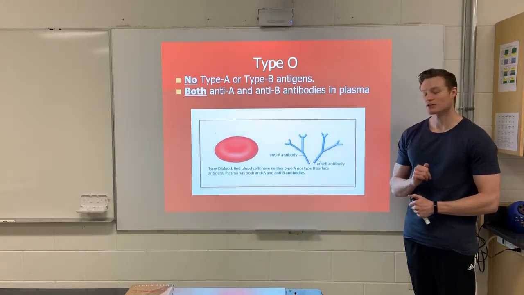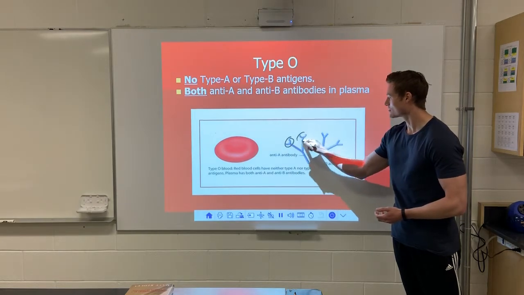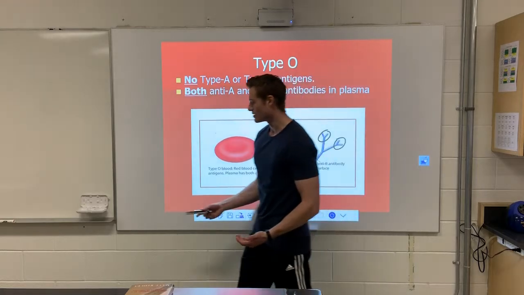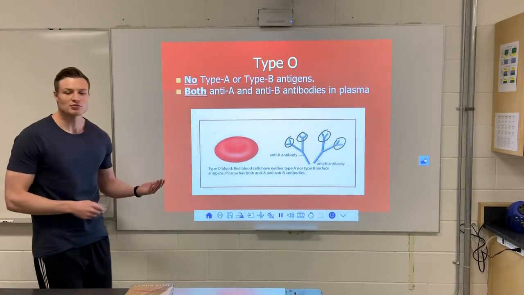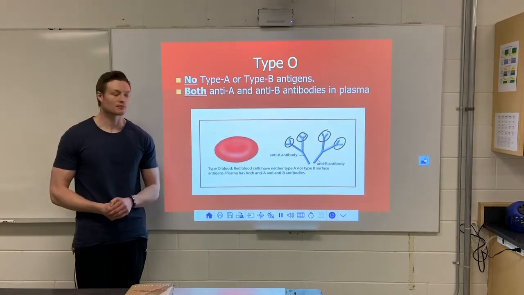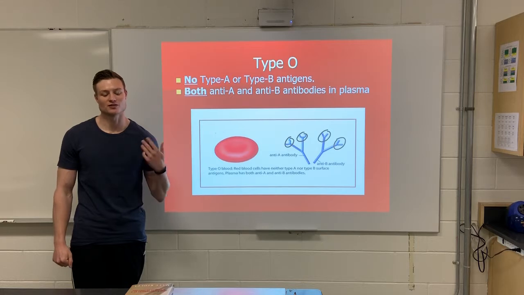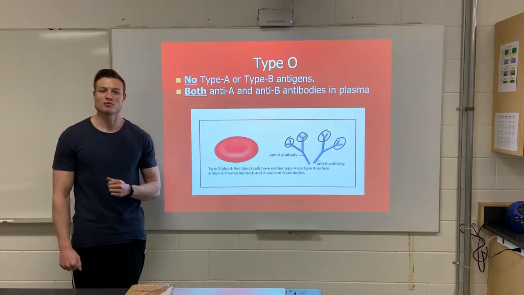Since you have no markers, you're making antibodies against A, so you have anti-A antibodies, and you're also making antibodies against B, anti-B antibodies. So what that means is, if you get A blood, your body's going to attack it. If you get B blood, your body's going to attack it. You better believe if you get AB blood, your body's going to double attack it. The only blood you can get is O blood.